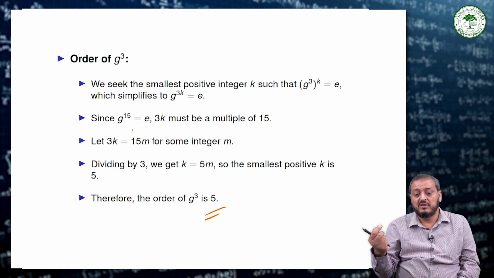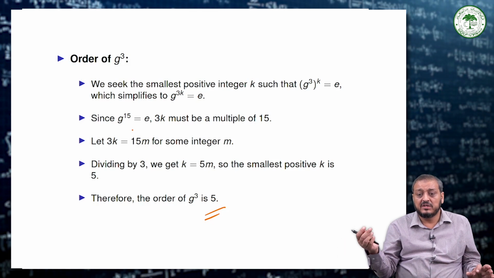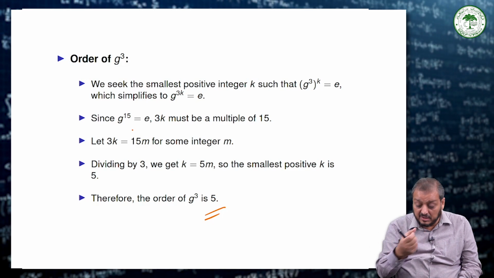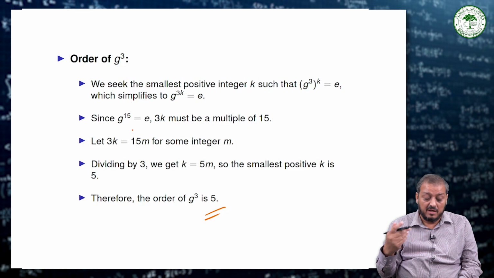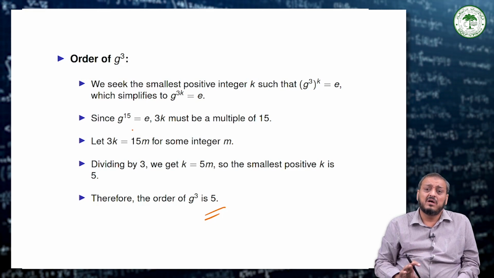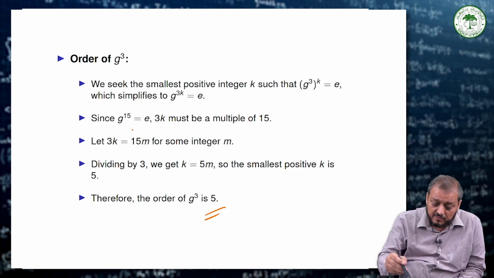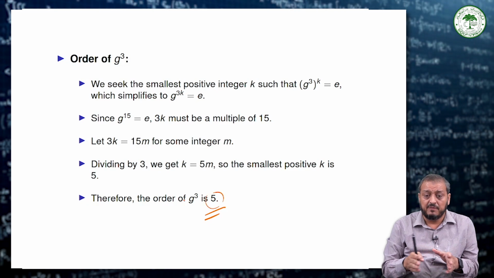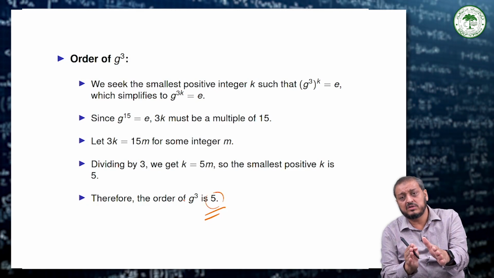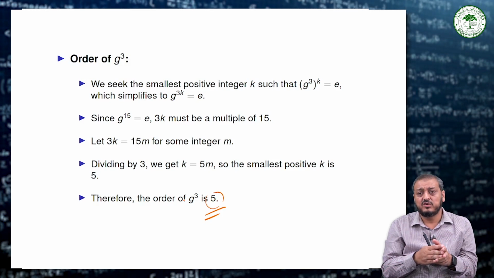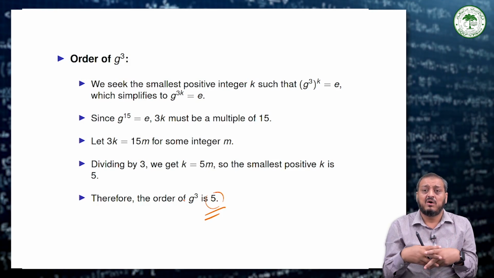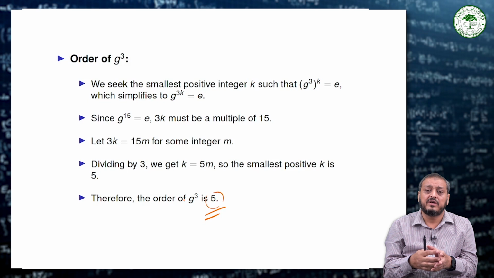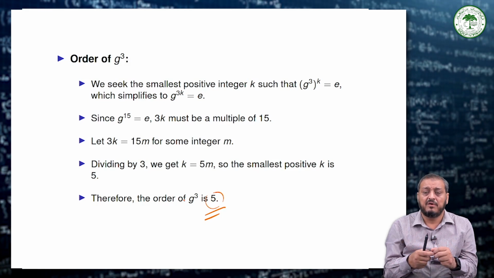So, the order of g to the power 3 is clearly equal to 5. Or, in the different way using the result, we can say that this also satisfies the condition, the order is equal to 5 in this case. So, both ways, using the definition and using the theorem, we can find the order of some power of g easily by these methods.